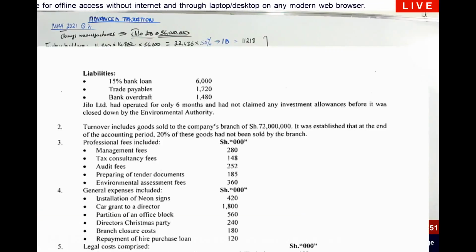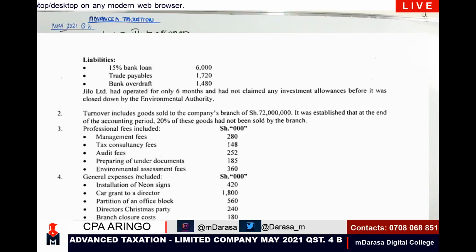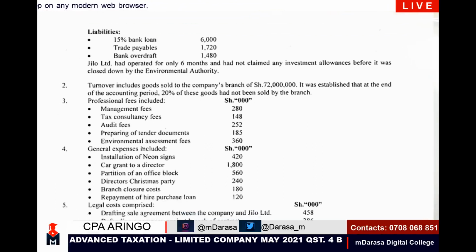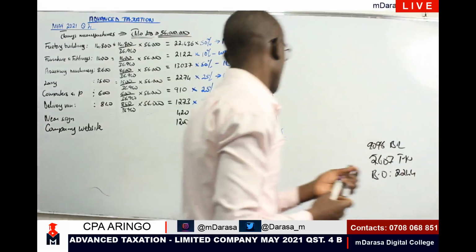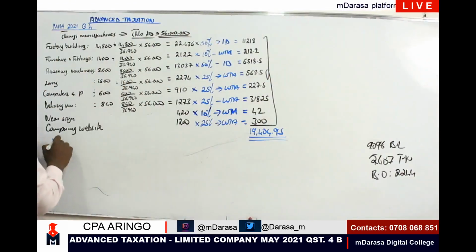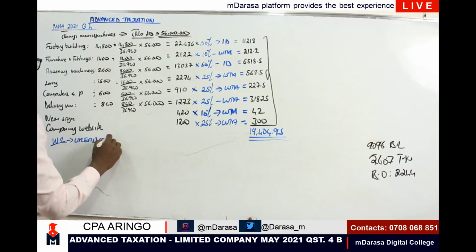Note number 2, we are told that turnover includes goods sold to the company's branch of 72 million. It was established that at the end of the accounting period, 20% of these goods had not been sold by the branch. So therefore, at that point, note 2, my good students, let us determine unrealized profit. So I take it as working number 2, unrealized profit.